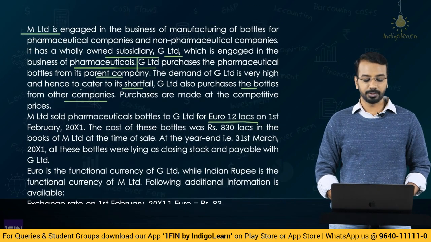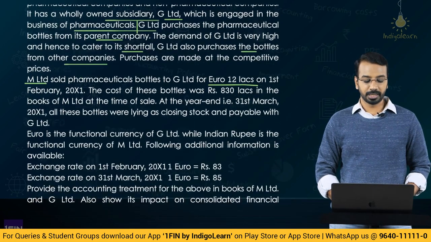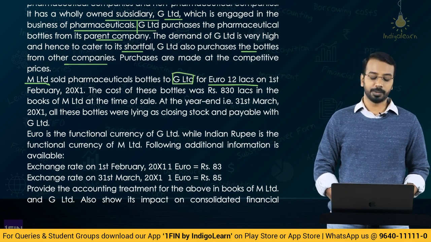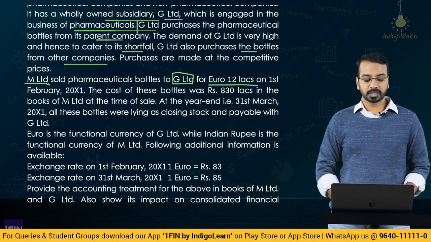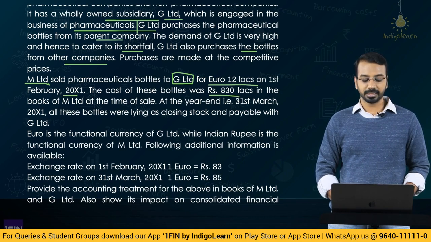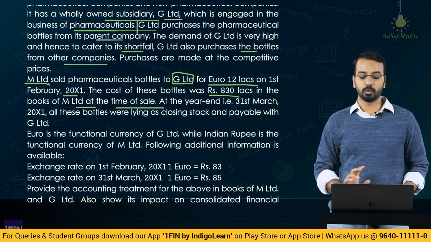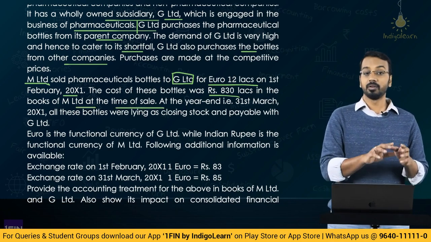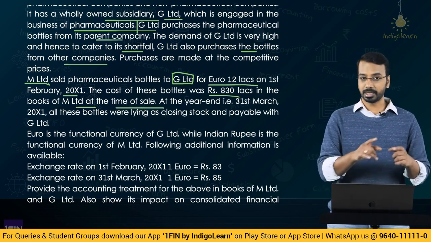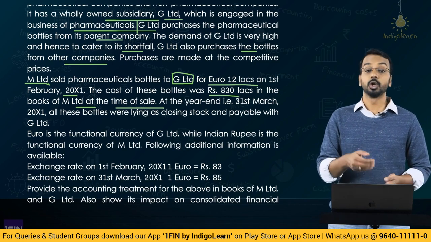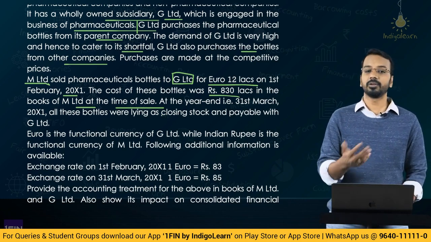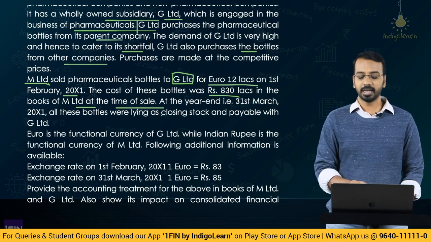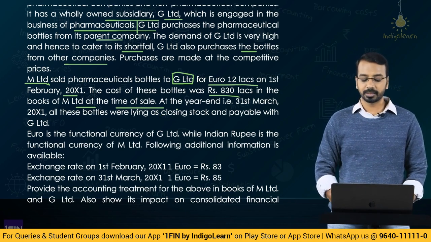M Limited sold pharmaceutical bottles to G Limited for euro 12 lakhs. So who sold? M Limited, the holding company. This is the holding company which sold the pharmaceutical bottles to this particular subsidiary company for euro 12 lakhs on 1st of February of year 1. The cost of these bottles was rupees 830 lakhs in the books of M Limited at the time of sale. So there is a sale from holding to subsidiary. What value? 12 lakhs euro. We do not know the equivalent INR, but the cost we know is 830 lakhs.